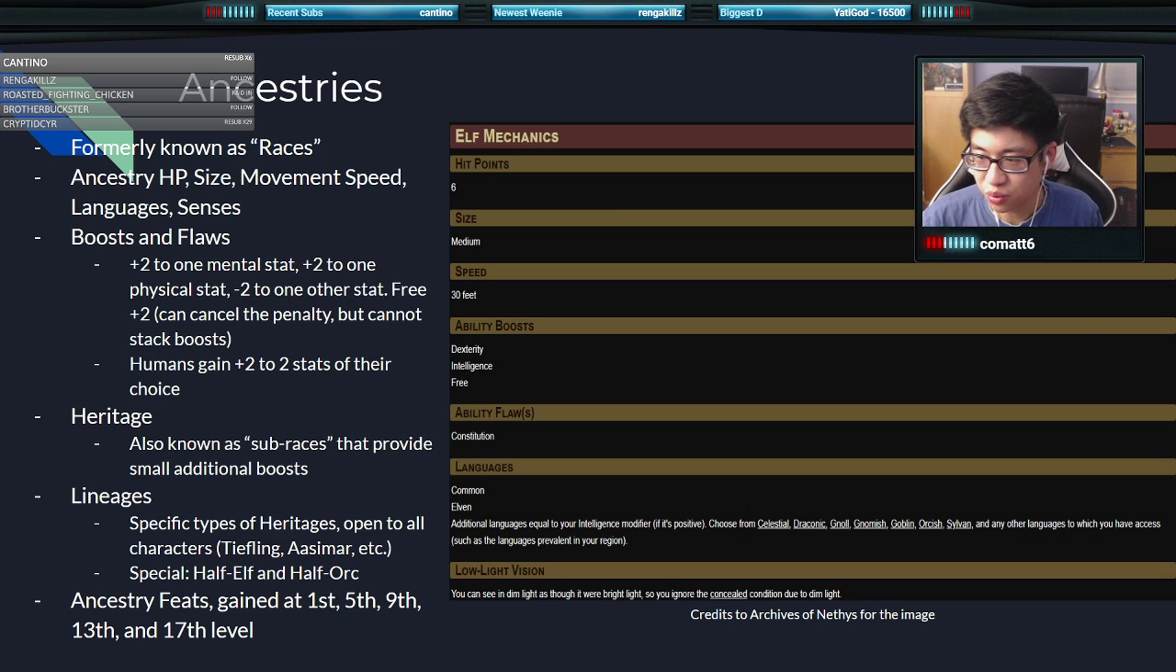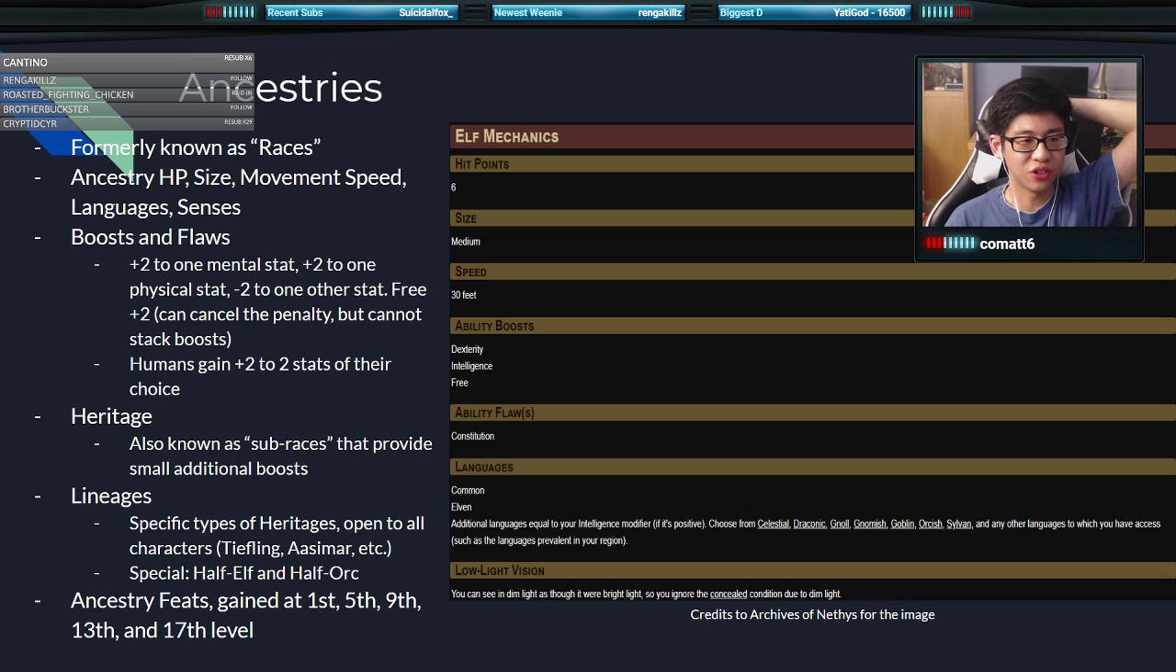However, most of the small races that started off with 20 feet move speed in Pathfinder 1st Edition are now blessed with 25-foot movement speed in Pathfinder 2nd Edition. Unfortunately, goblins did get the shaft. I believe they are still at 25, but halflings and gnomes also have 25, which is nice for them.